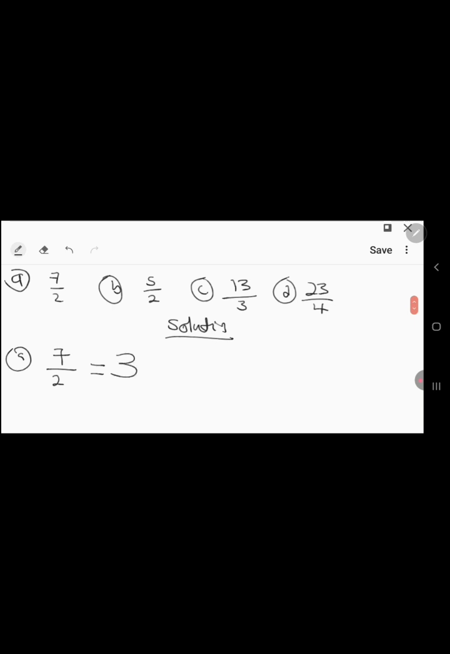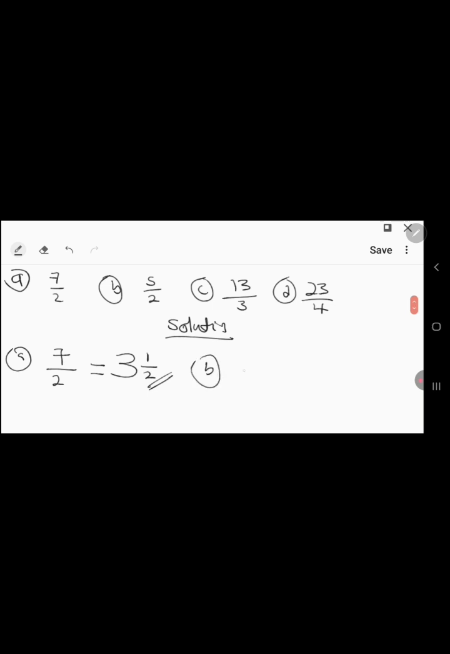So now after 2 goes into 7 3 times, we know that there is a remainder of 1. That remainder of 1, you write it here, and then you put it all over your initial denominator, which is 2. I hope you are getting what I'm saying. And that's all. This is now in mixed fraction.